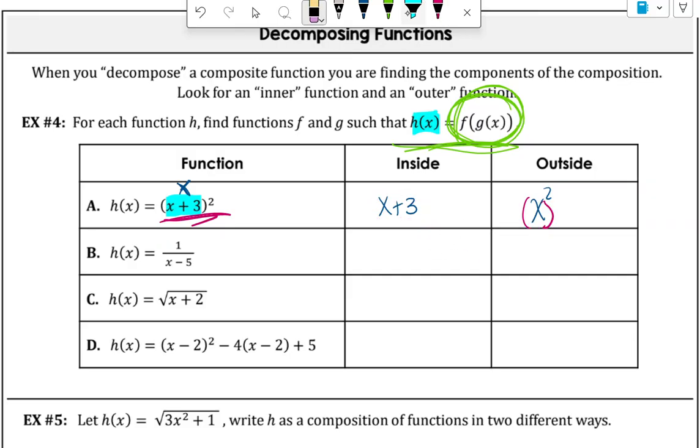So again, let's look here. This looks like a grouping. So that grouping, the inside part, would be x minus 5. What would I replace that with? That would be an x. And so what's left is 1 over x. All right.